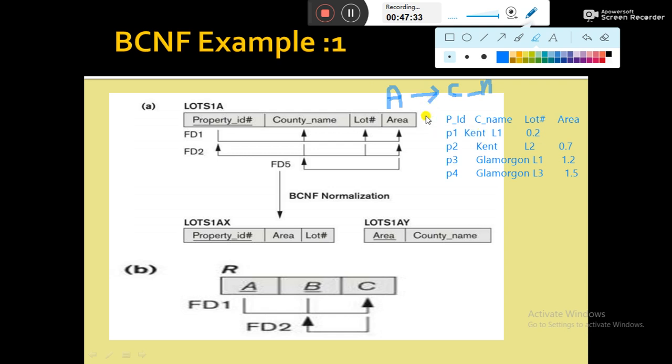Because if we provide the area, it can uniquely identify a county name. So if its area is 0.2, it should be Kent. If it is 0.3, it should be Kent. If it is 0.4, it should be Kent.